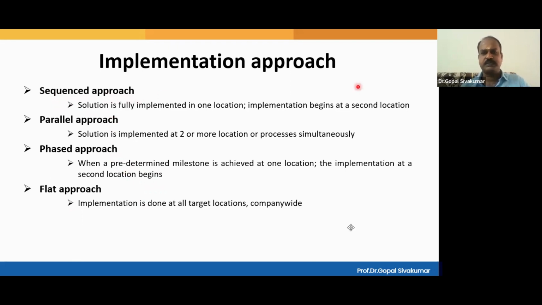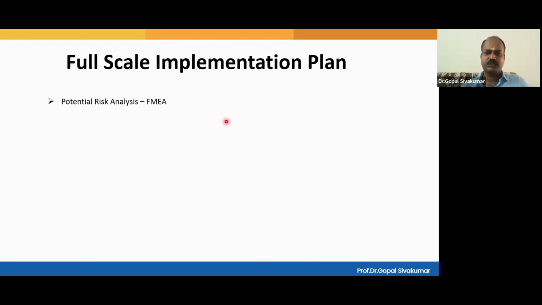And sometimes we go for what you call the sequenced approach. Sequenced approach means the solution is fully implemented in one location, and then implementation begins at the second location. Sometimes a parallel approach, where the solution is implemented at 2 or more locations, or 2 or more processes, or 2 or more plants simultaneously. Phased approach means when a predetermined milestone is achieved at one location, then the implementation starts at a second location. So these are all the various implementation approaches.